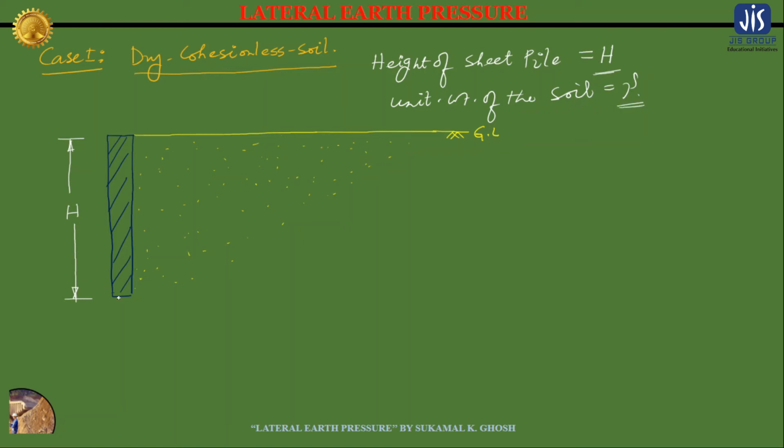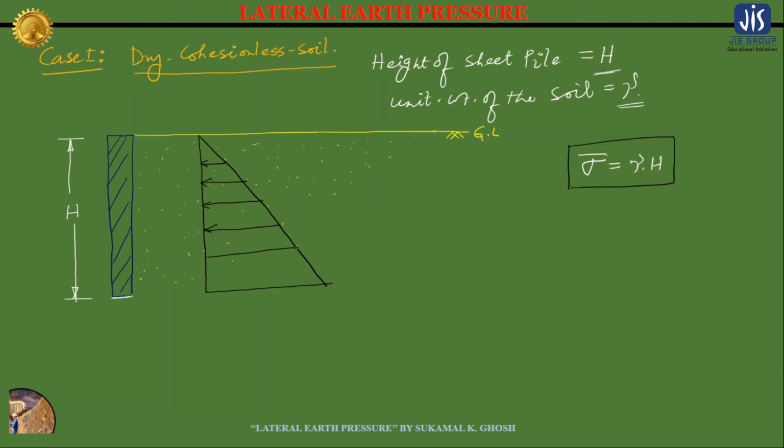So, since the depth of the sheet pile is h and the unit weight of the soil is gamma, at the base of the sheet pile, what will be the effective stress? We know the effective stress will be gamma into h, right? So, this is the effective stress. Okay. Now, let me draw the distribution of effective stress. Right. So, this is the distribution of effective stress.